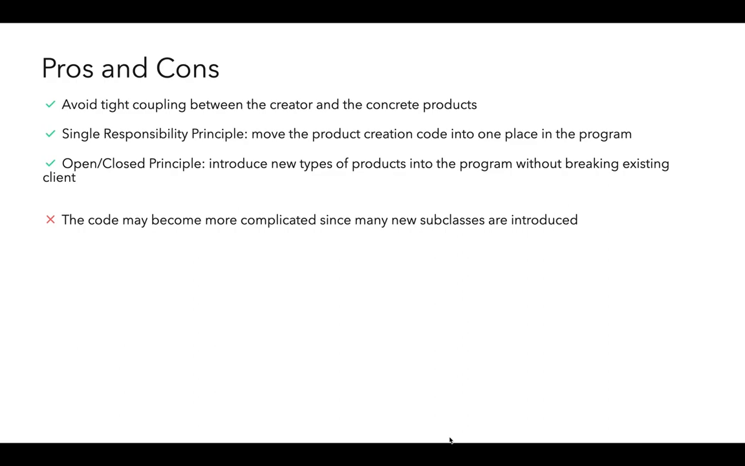The cost here is the code may become more complicated since many new subclasses are introduced. So with the naive solution, we only have three classes: the button, the Windows button, and the Mac button. But with the factory method solution, we now introduce three new classes, which are form, Windows form, and Mac form. So we will have more code to maintain.